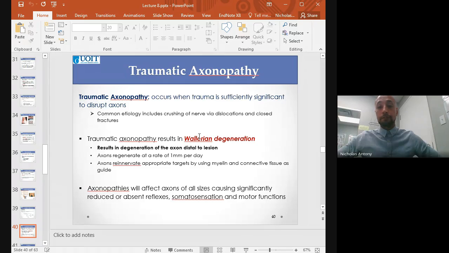Takes forever, yeah. But with rehab and trying to use it, by trying to get signals down to the stump, it tends to make the axons grow in a better way, faster. That's what the rehab is for. So when we have a traumatic axonopathy, it's a significant enough injury where all the axons are crushed for a particular area, we're going to have loss of motor, sensory, and autonomic.